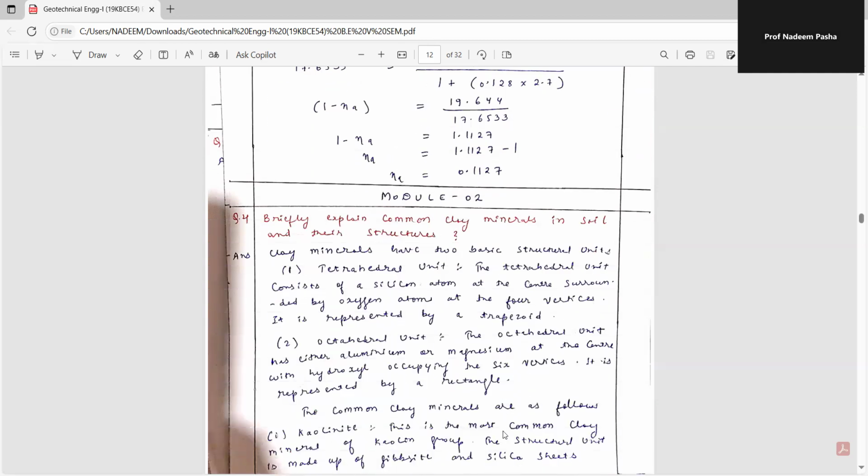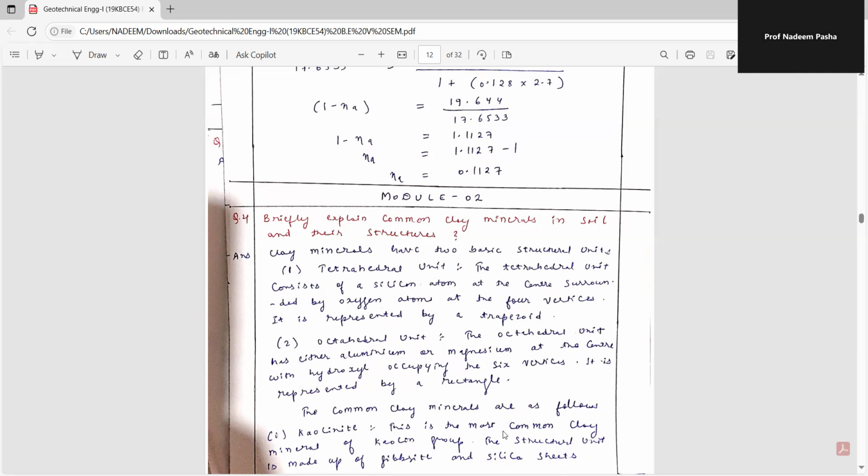Now briefly explain common clay minerals in soil and their structure. What we have to do, we have to briefly explain common clay minerals in soil and their structures. So clay minerals have two basic structural units, tetrahedral unit and octahedral unit. The tetrahedral unit consists of a silicon atom at the center, surrounded by oxygen atoms at the four vertices. It is represented by a trapezoid.